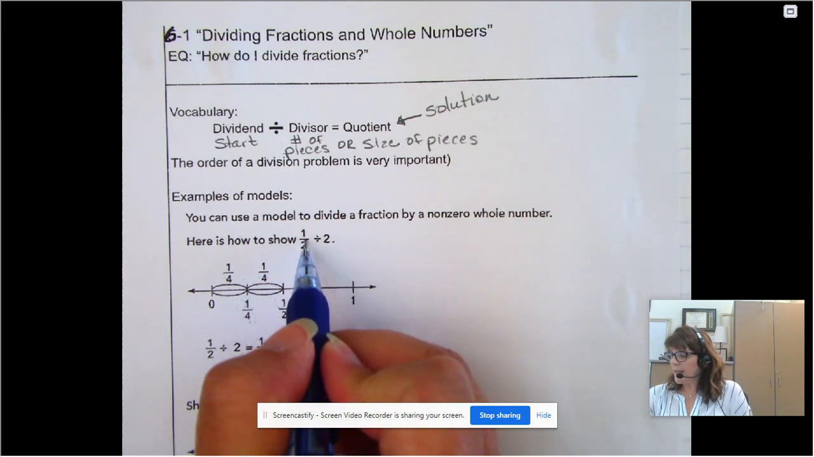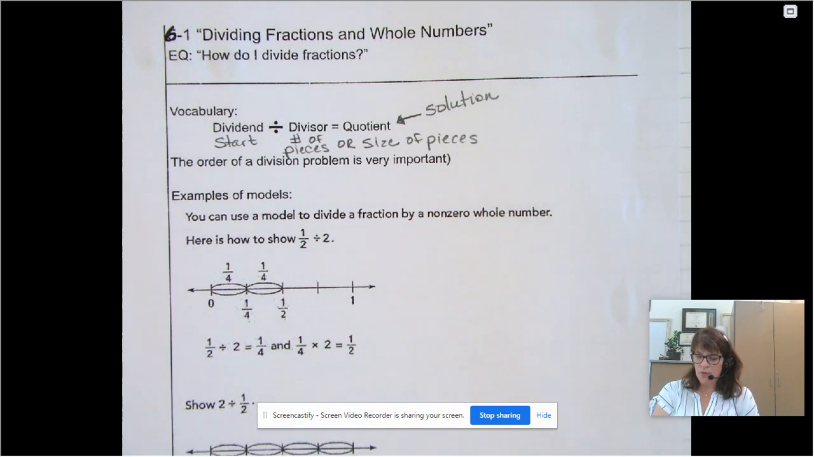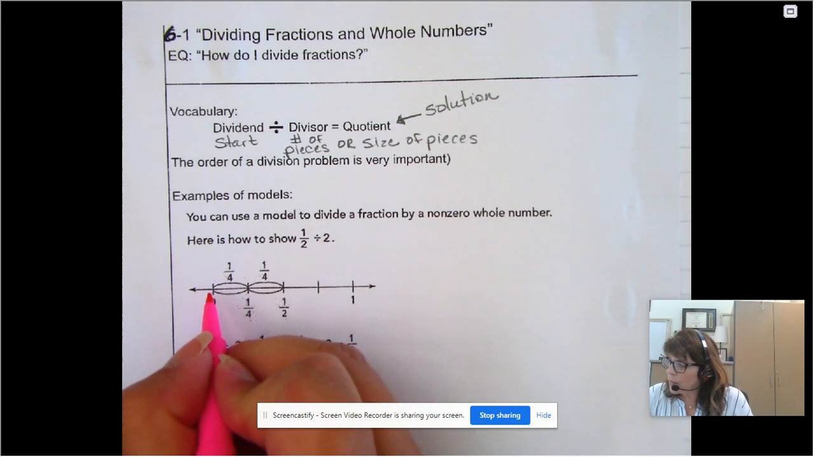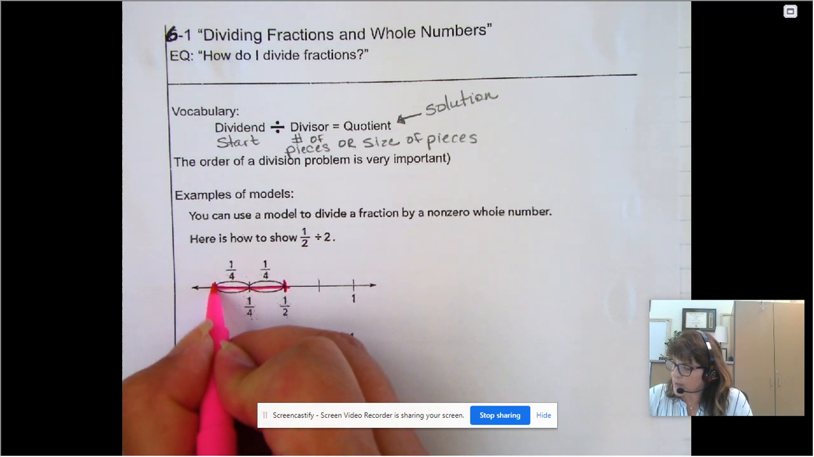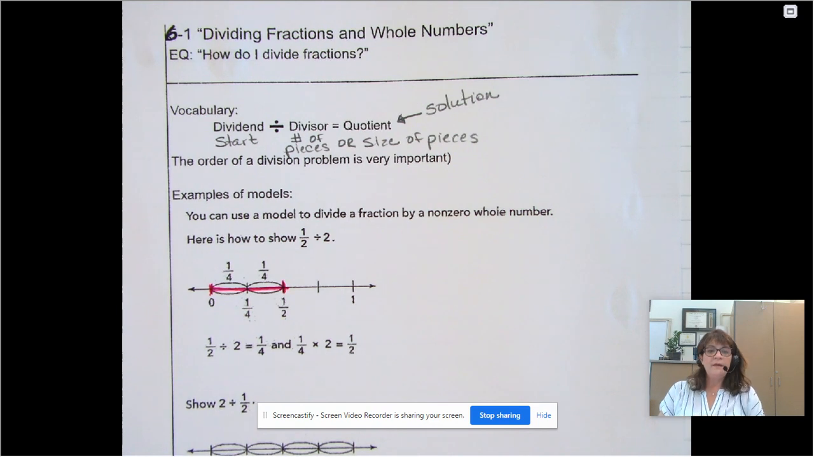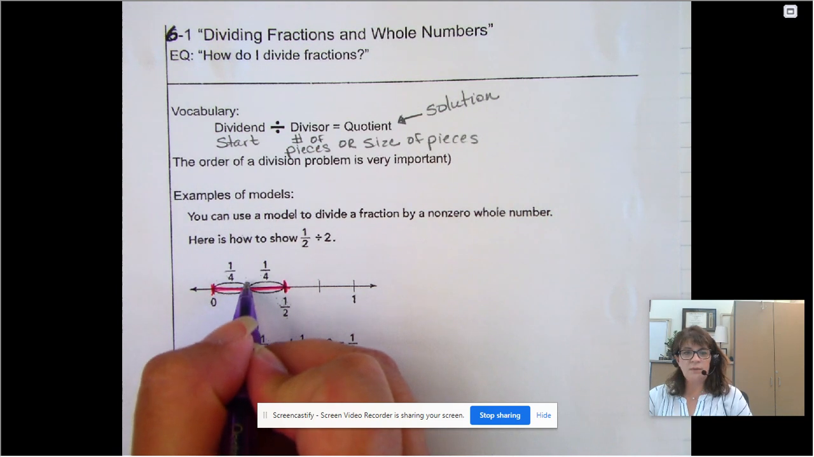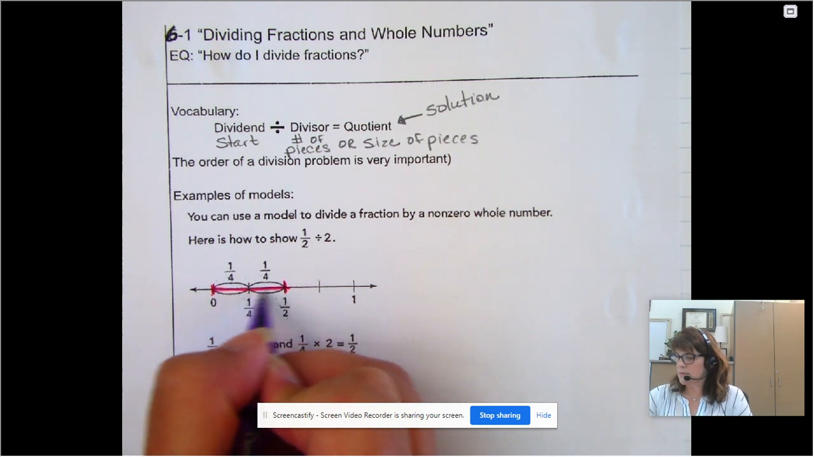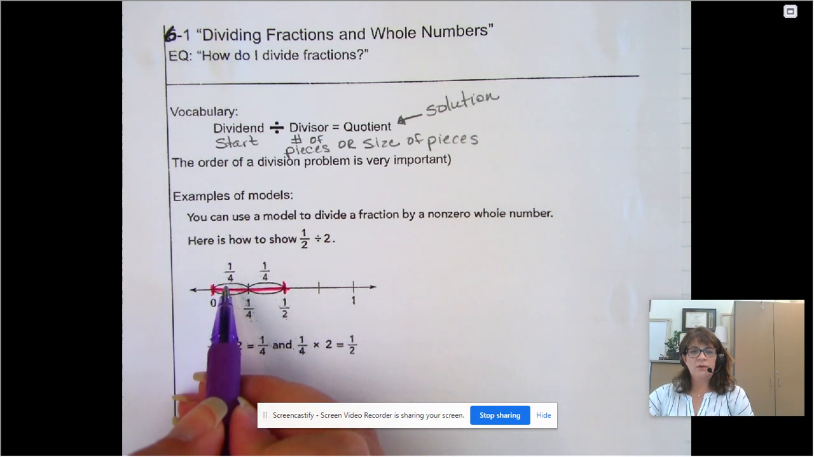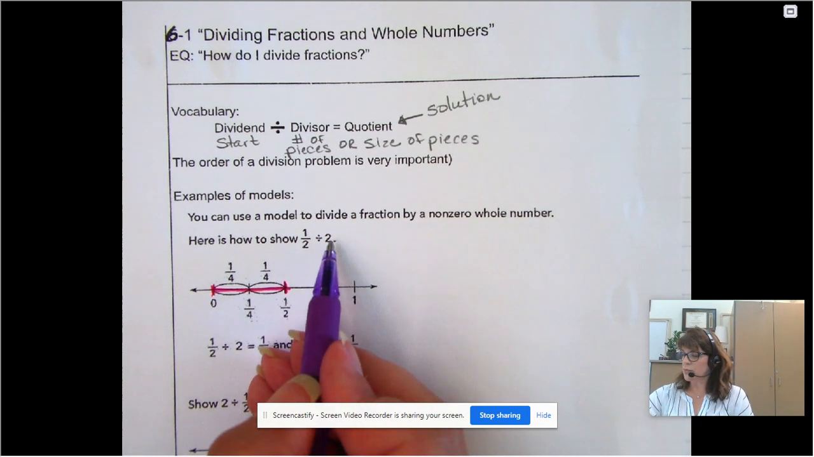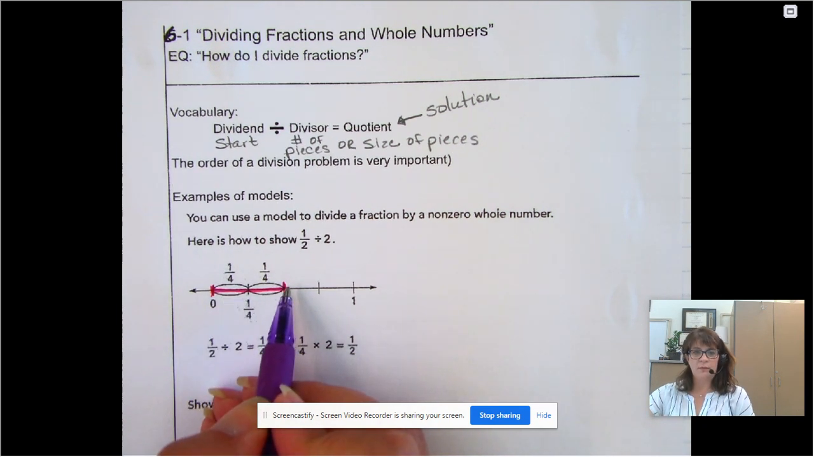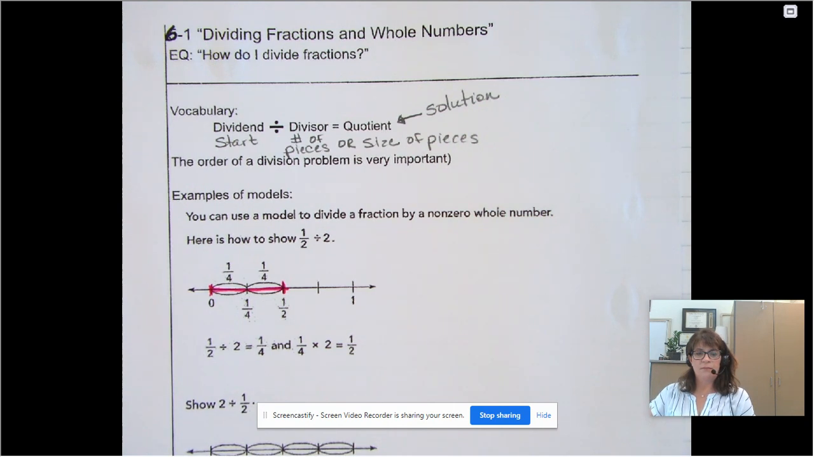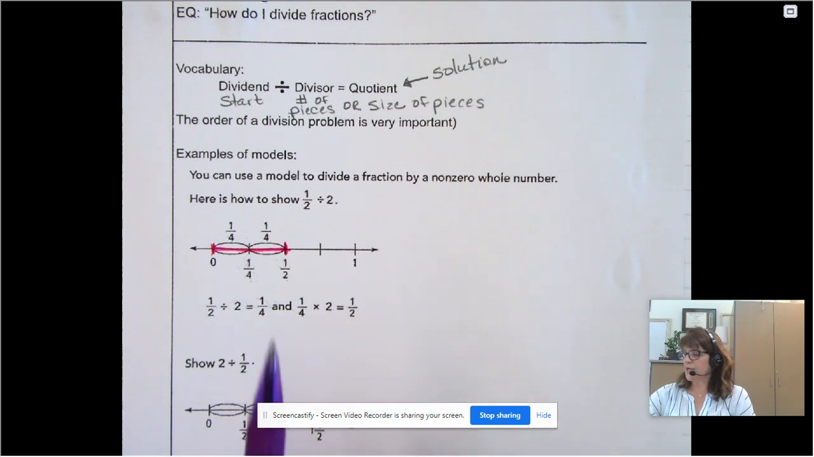So this is 1/2 divided by 2. So we're starting with 1/2 on a number line. This section right here, 1/2. And then it tells us break it into 2 pieces. So cut it down the middle, break it into 2 pieces. Does that make sense then that 2 pieces of 1/2 would make 1/4 and 1/4? Okay. And then, yes, you can check your answers.